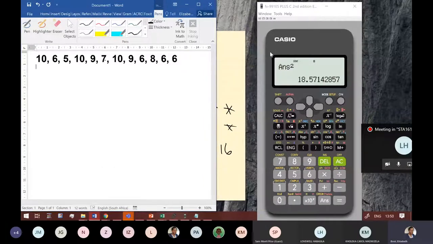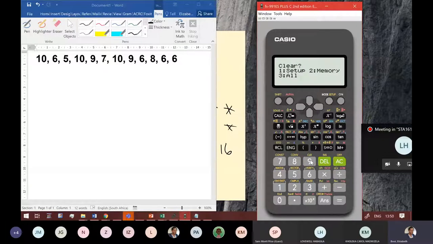Okay, so also similar to this, you will have to clear your calculator from any stored values. To clear your calculator on this one, you will use the 9 button. You go shift and press 9, and it asks whether you want to clear the setup, the memory, or all. I just want to clear the memory, so I press 2 for the memory. Then we press the equal sign and it says the memory is done.